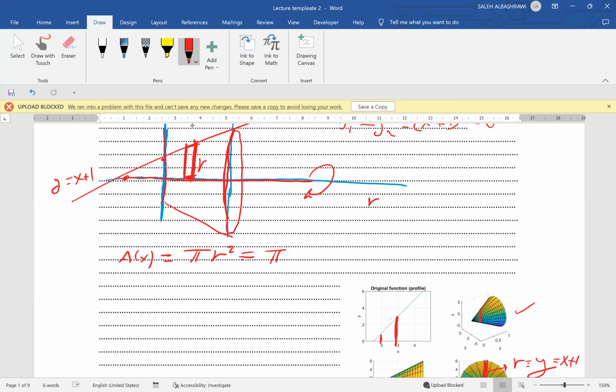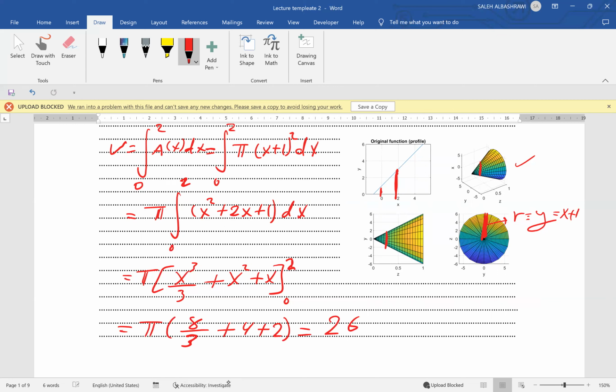The first one is x to the power 3 divided by 3 plus x squared plus x, from 0 to 2. Just find the value for this one. We'll have pi multiplied by 8 over 3 plus 4 plus 2, which is equal to 26 pi over 3.